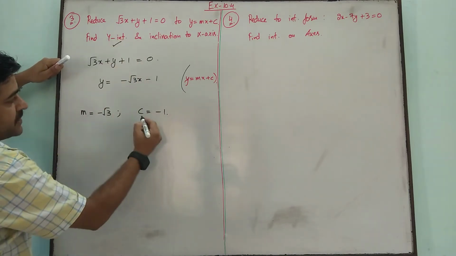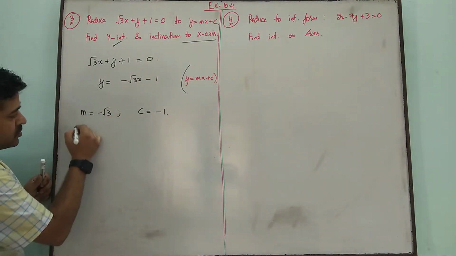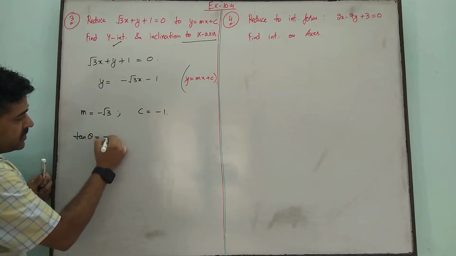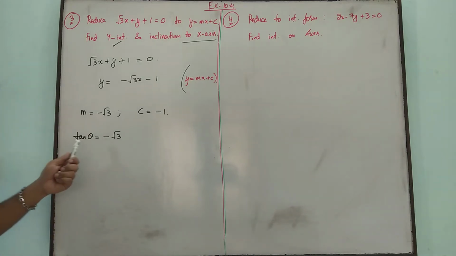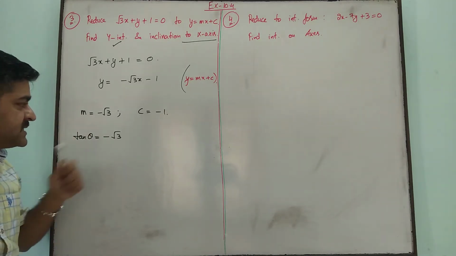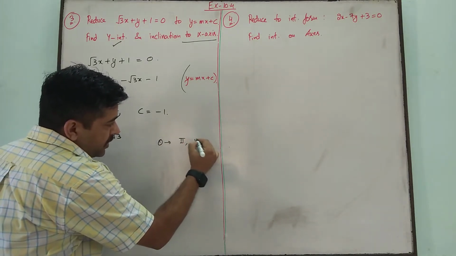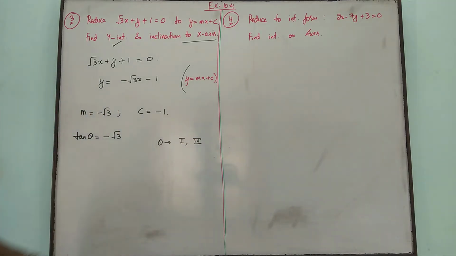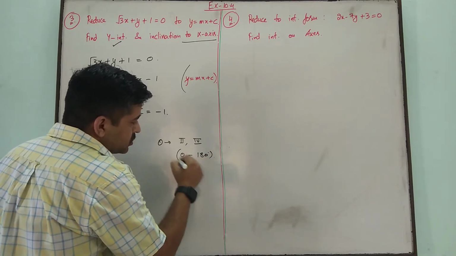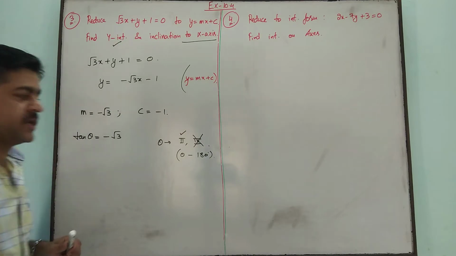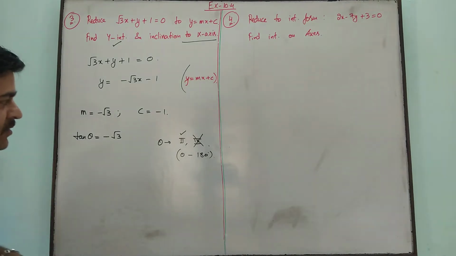That is, y-intercept is minus 1, and inclination to x-axis, that means m is minus root 3, tan theta is minus root 3. Now how do you find theta? See, that is one concept. Tan theta negative means either theta lies in second quadrant or in fourth quadrant. Theta, the angle of inclination, is always between 0 to 180. So it will lie in second quadrant only.